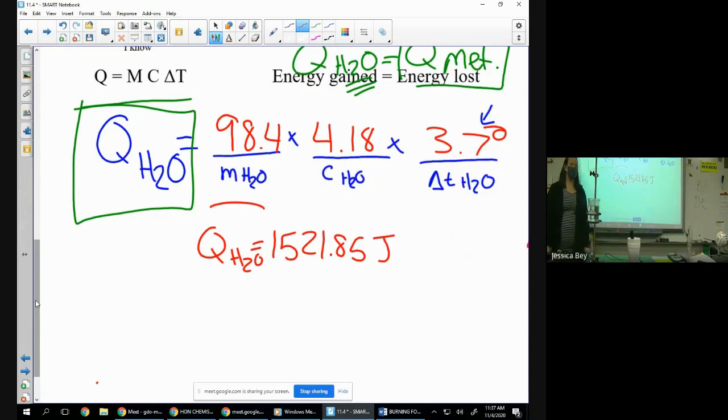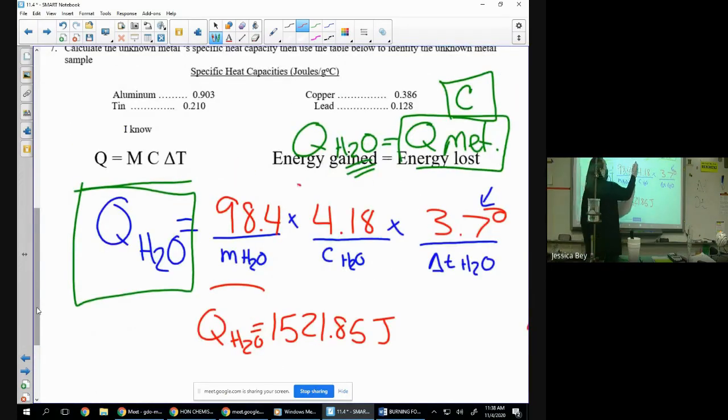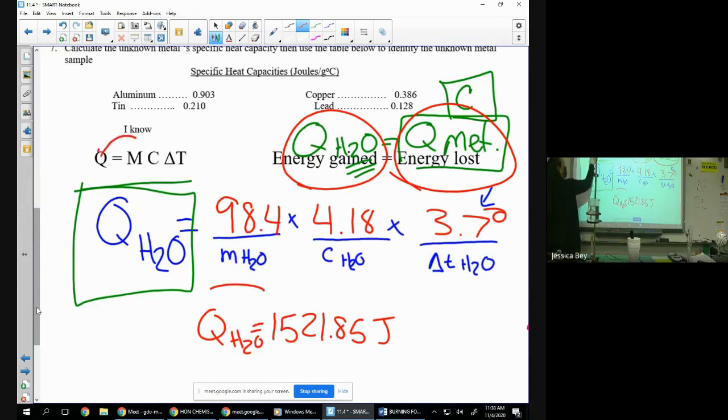You have to know the unit. Q is joules. Now, because of the law of conservation of energy, that's how much energy was gained by the water. That's exactly the same amount of energy that was lost by the metal. So if I know the Q of the water is also the Q of the metal, do you also know the M of the metal?